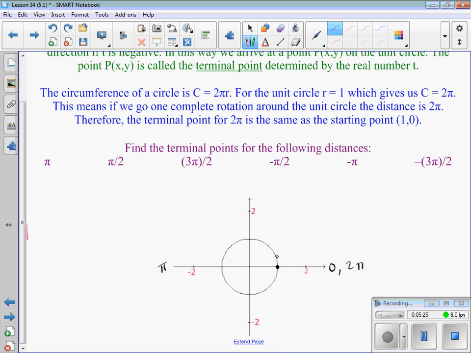What if I go up to here? How far have I gone? A half a pi, or pi over 2 is what it's more typically called. What if I go down to here? 3 pi over 2.